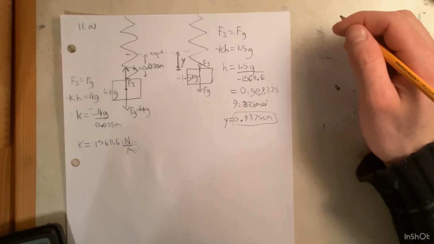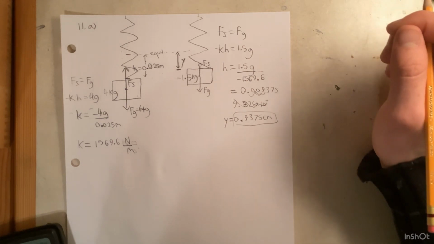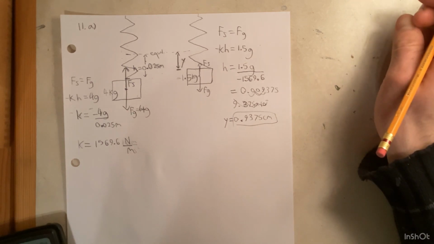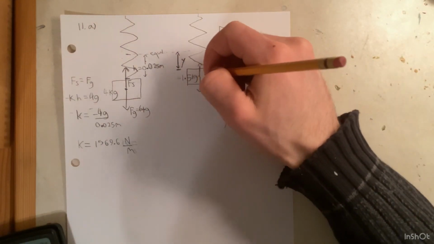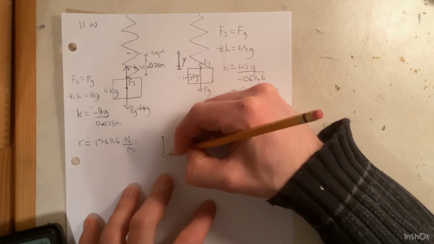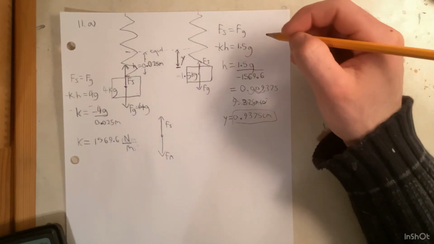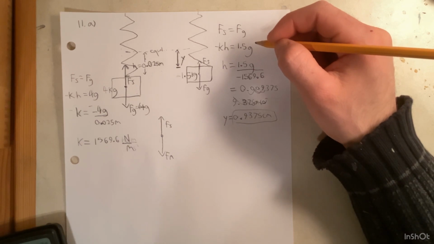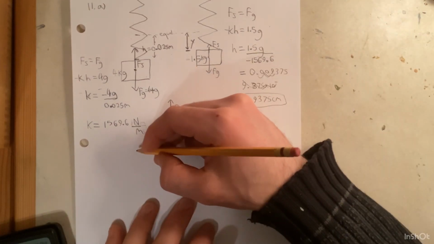How much work must an external agent do to stretch the same spring 4 centimeters from its unstretched position? So instead of using the weight of the block, we're just going to use an external agent in this case. Apply force, spring, and we could look at it this way, with the work-energy theorem.